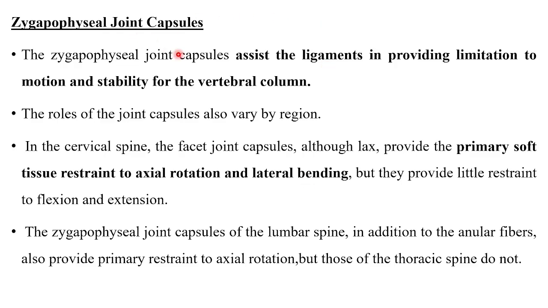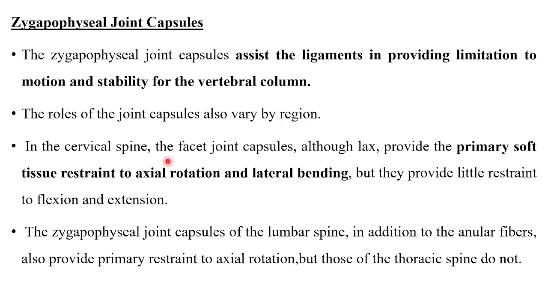So next one is the zygapophyseal joint capsules. The zygapophyseal joint capsules assist the ligaments in providing limitations to motion and stability for the vertebral column. This means not only your ligaments provide stability to the intervertebral column, your facet joint capsules are also responsible for limiting the range of motion as well as providing stability to the vertebral column. The role of the joint capsules also varies by region.